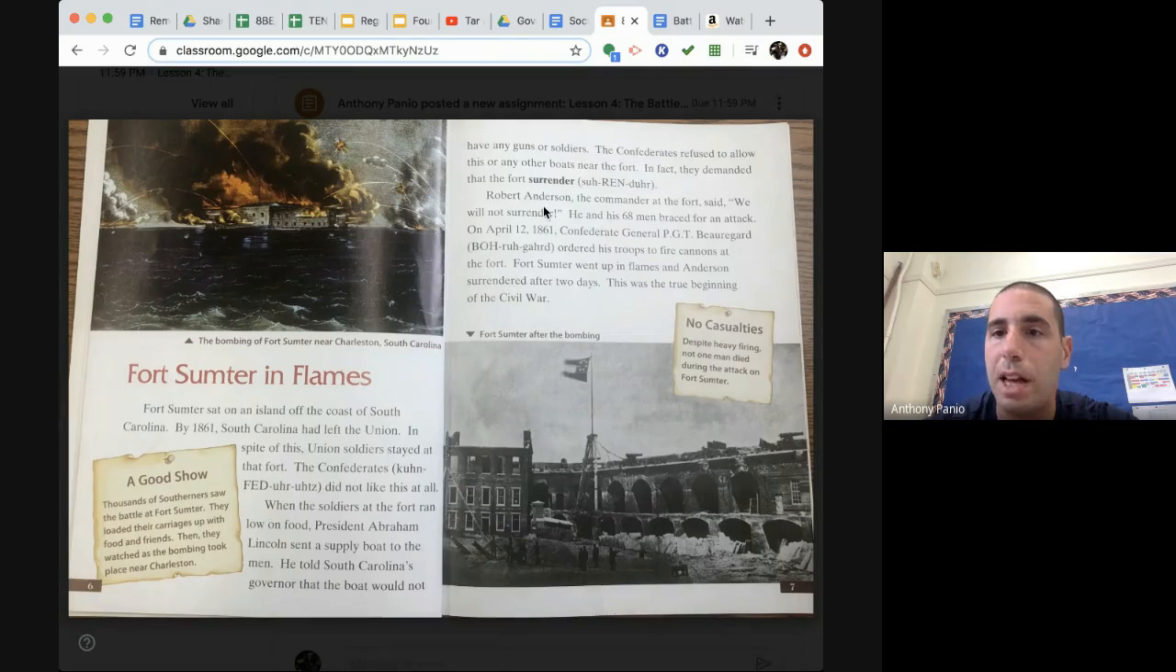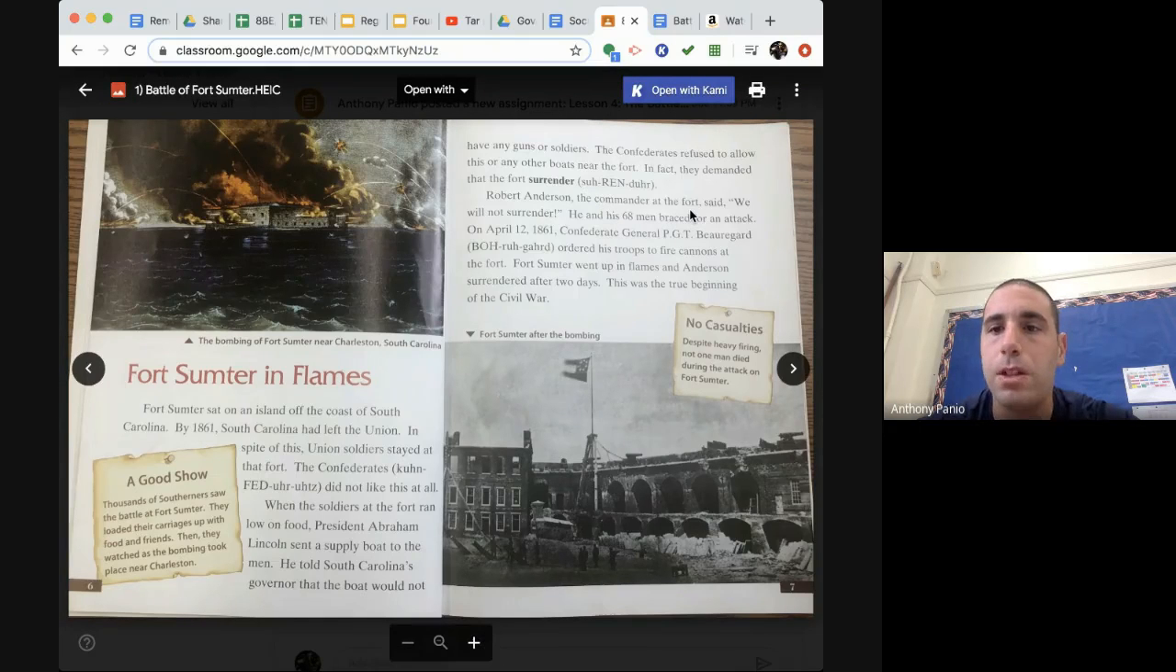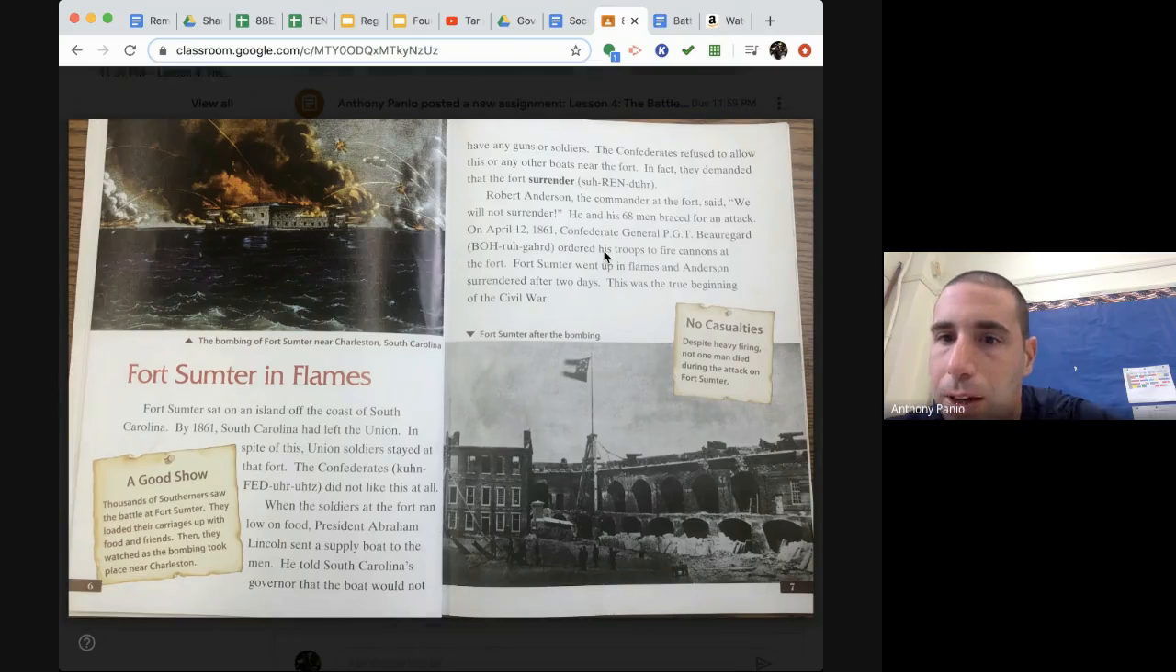Robert Anderson, a Union commander at the fort, said, "We will not surrender." He and his 68 men braced for an attack. On April 12th, 1861, Confederate General P.J.T. Beauregard ordered his troops to fire cannons at the fort. Fort Sumter went up in flames and Anderson surrendered after 2 days. This was the true beginning of the Civil War.